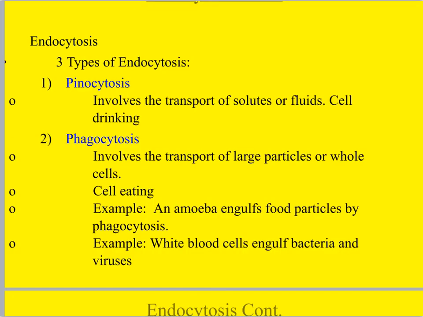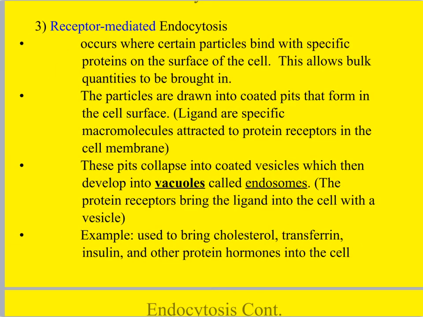Okay, so you have three main types of endocytosis. Again, we've mentioned some of these before. So cell drinking is pinocytosis. So that's going to be fluids. The cell taking in, because it's endocytosis, fluids. Phagocytosis is cell eating. Okay, so the cell taking in large particles or whole cells. So it's cell eating with phagocytosis. And again, this is taking in things because it's endocytosis. So an example is an amoeba eating its food through phagocytosis, or a white blood cell eating a bacteria through phagocytosis. And the last one is receptor-mediated endocytosis.